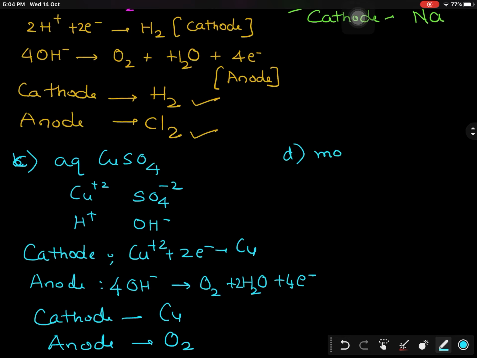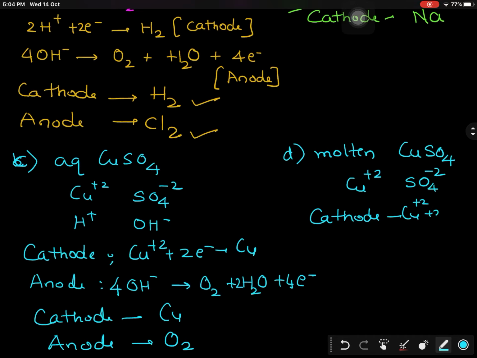Now, instead of aqueous, if I take molten CuSO4, then what is the product? Then there is no water, right? It is just copper sulfate. So, copper plus 2 will deposit as copper at cathode. So, at cathode, Cu plus 2 will take 2 electron and deposit as Cu. At anode, SO4 minus 2 is there. So, that SO4 minus 2 will get converted to SO2 plus O2 plus 2 electrons, right? Because now there is nowhere OH minus.